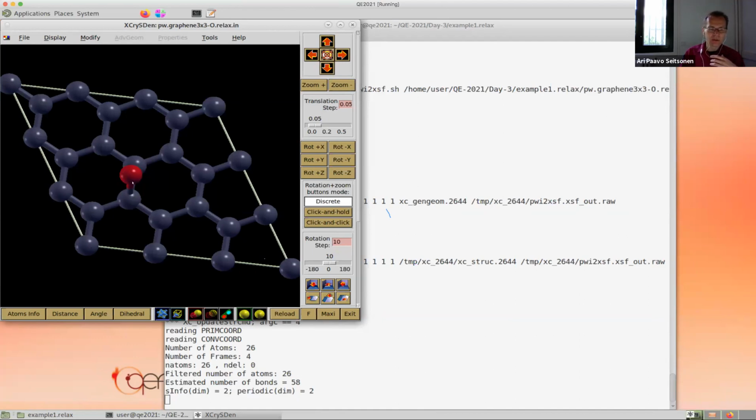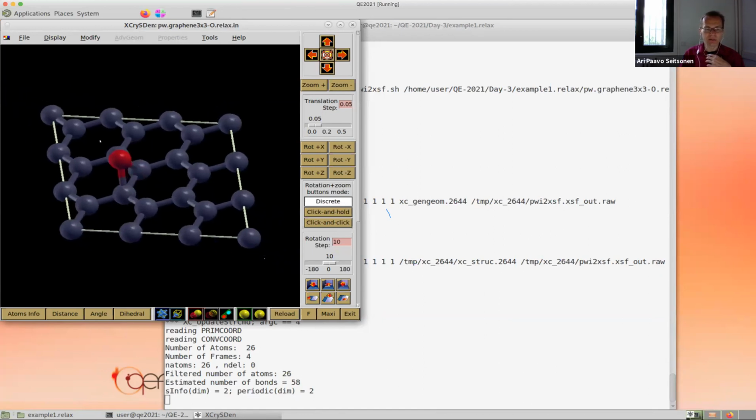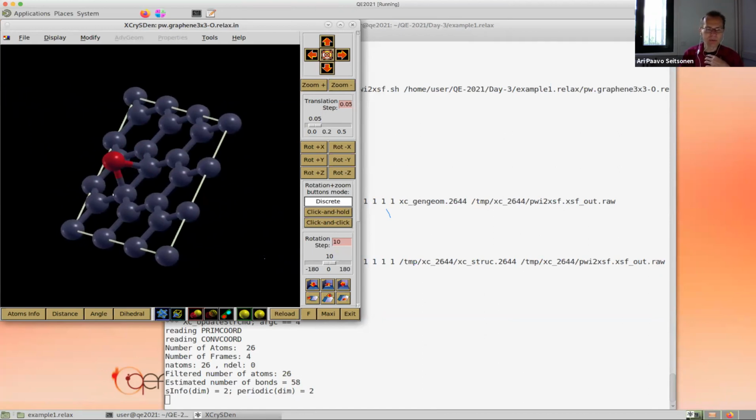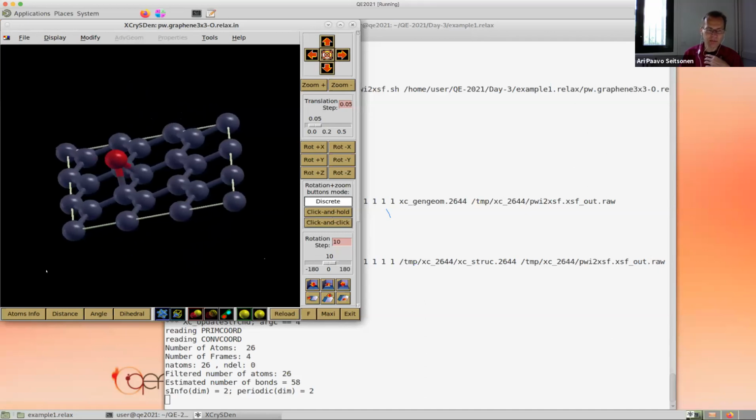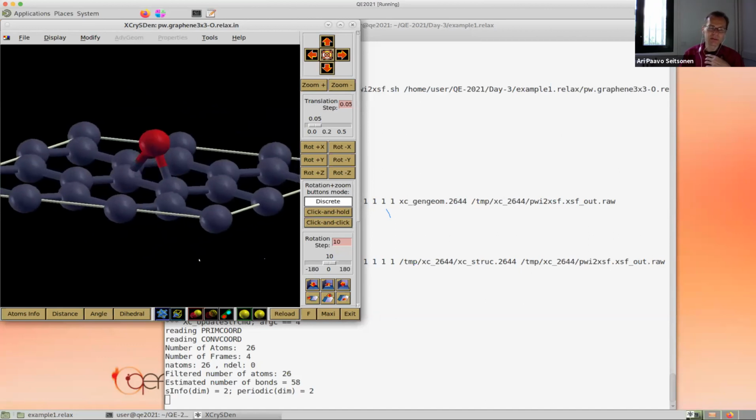And then we have 1 oxygen atom, which is now above one of the carbon. Well, sorry, it's kind of bridging above the plane between 2 carbon atoms. You see, this is a so-called epoxy group. So an oxygen with 2 bonds to the carbons, kind of creating this triangle carbon-carbon-oxygen. And this is a model for the graphene oxides.